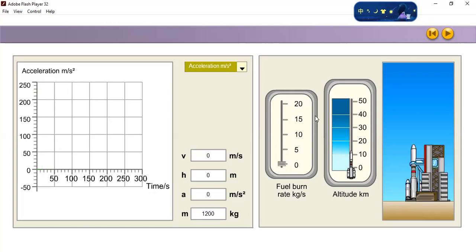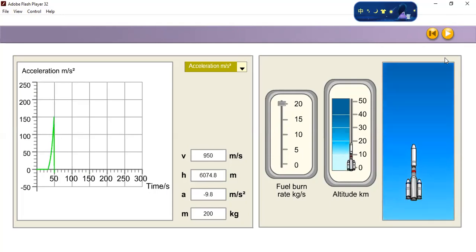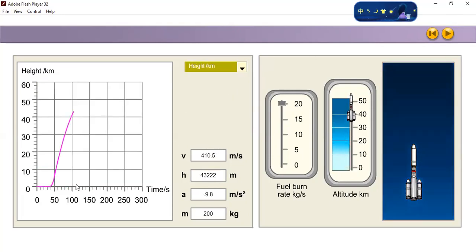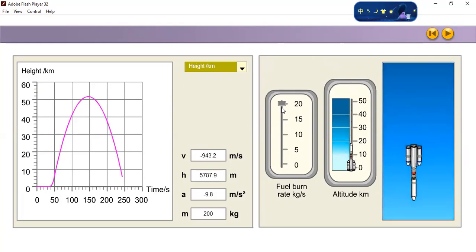Now we look at here. If we burn with 20 kg per second maximum, the rocket can now move. How about the height? The height keeps on increasing until it reaches space, then the fuel burns off. If it does not escape the Earth's gravitational pull, it will fall back to the ground.